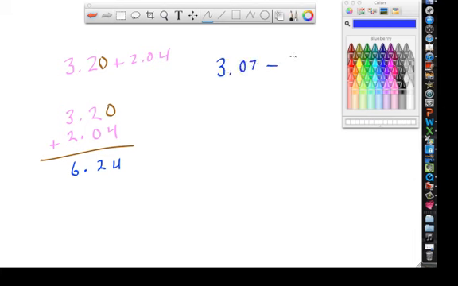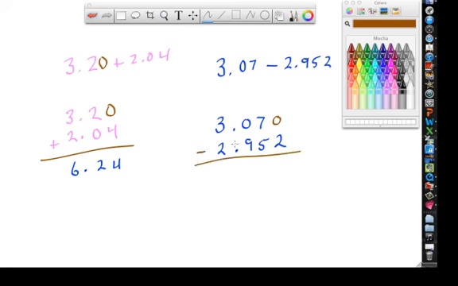3.07 minus 2.952. Now when you do something like this, the first number is the one on top, 3.07. The second number is always the one on the bottom. And you have to line things up again. And again, you have to hold that place if there is a need for it. This time we're subtracting. And we're going to have to do some borrowing in this one.